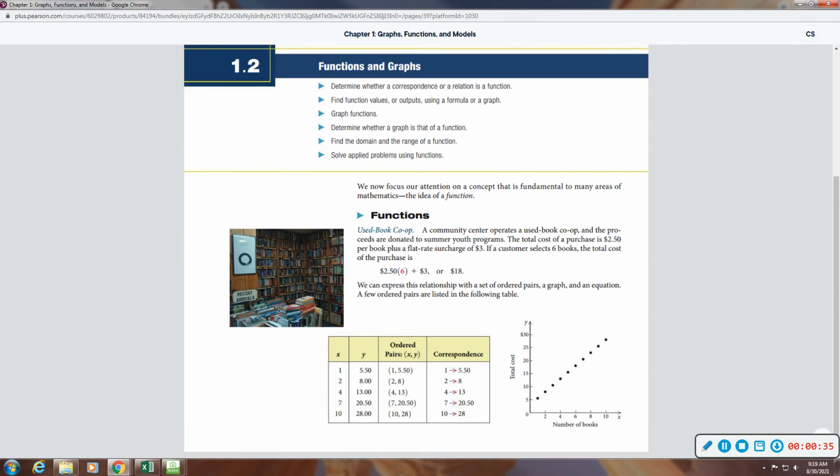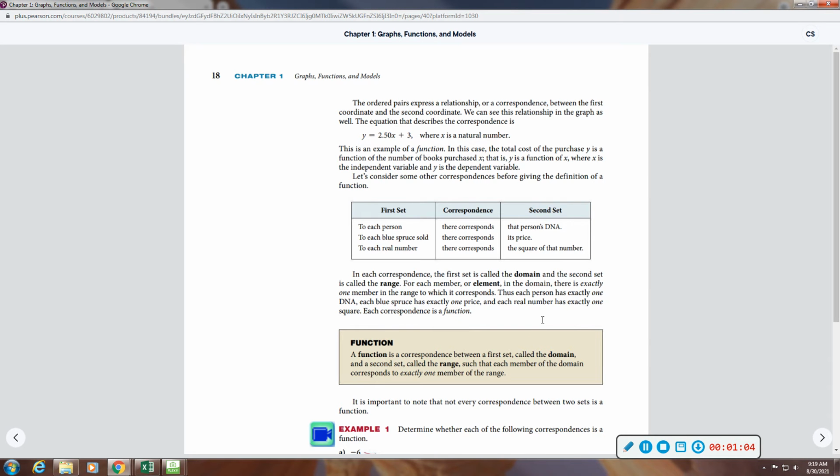Okay, so here we have the functions section. You have a little example here where they explain a little bit about functions. You can kind of see we use ordered pairs. So we have an X column, a Y column, and then they put the two together, and then they have a correspondence. So how one relates to the other, or the relationship between them. Okay, so let me move this. And I'm just kind of giving an overview.